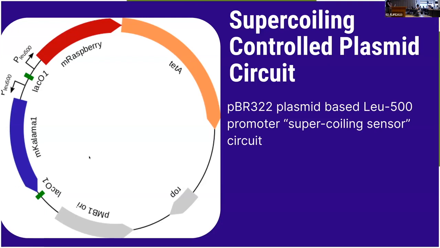M-raspberry and M-calama are supposed to be fluorescent proteins, so it should mean that the whole thing glows red or glows blue or glows red and blue. I checked, it's not magenta, it just glows red and blue at the same time. Again, not a biologist, don't know how that works.